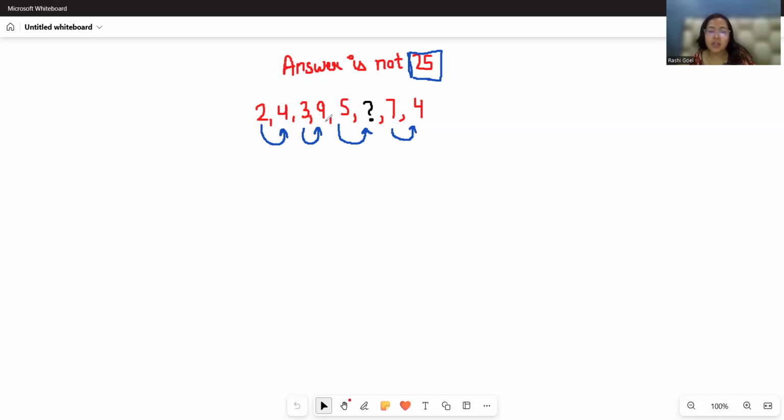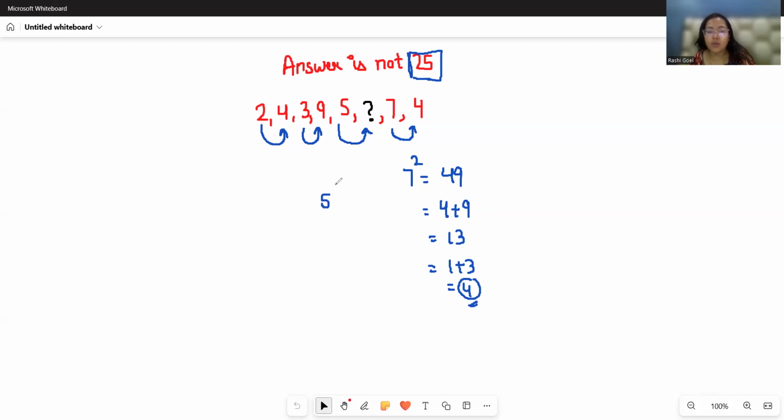So the next number is the square, but the number is a single digit, right? A unit digit. So 7 square is 49. If I add the digits 4 plus 9, I'll get 13. Again, 1 plus 3 is 4. That means they add the digits until they get their answer in a unit digit.